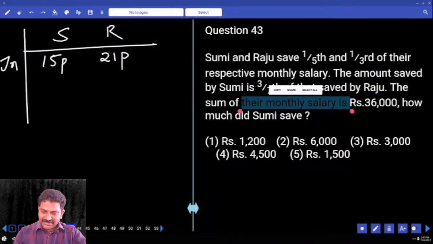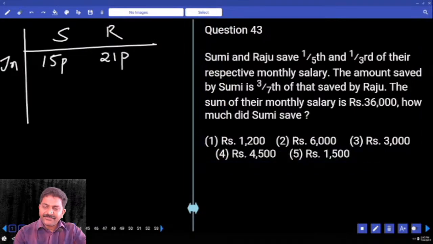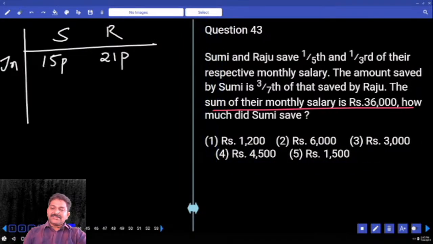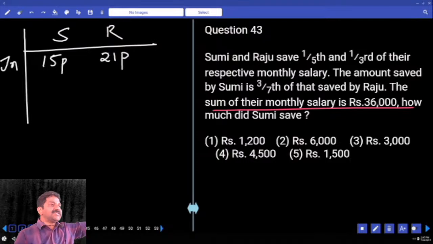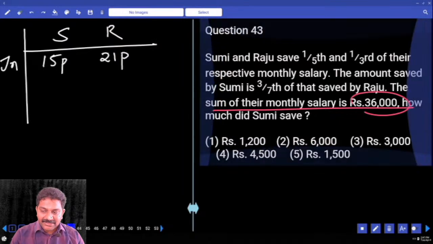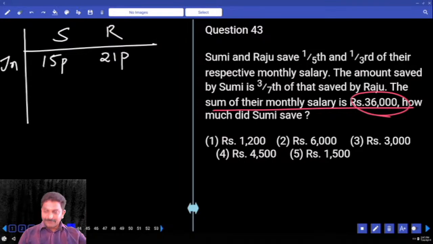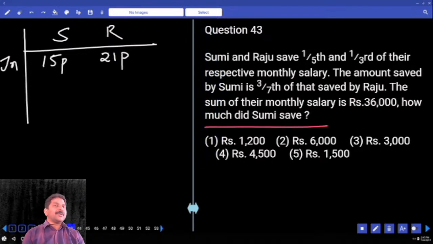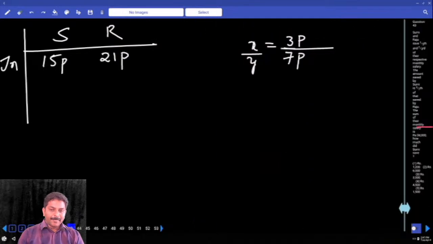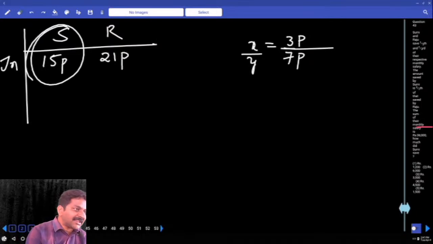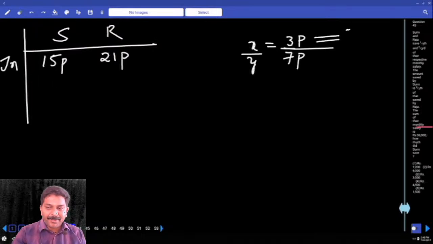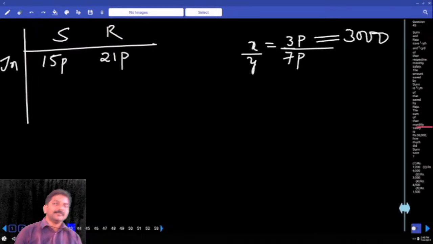What is there here? If the sum of their monthly salary is 36,000. Monthly salary in the sense income only. How much is it in terms of number of parts? 36 parts is equal to 36,000. One part is equal to, how much did Sumi save? Savings of Sumi, x, right? 1/5, and it is 3 parts. How much is 3 parts then?